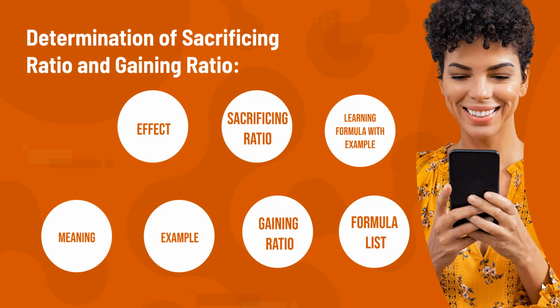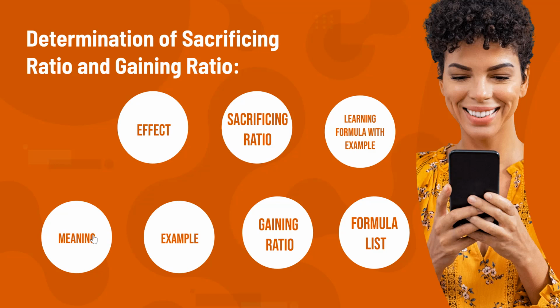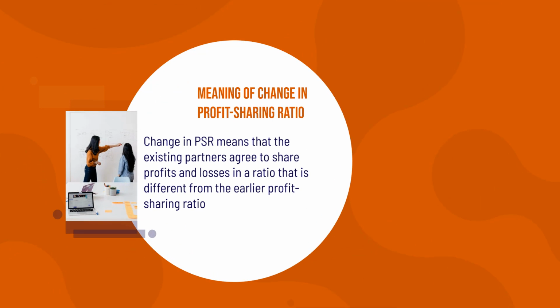Before we go further, let's recall the meaning of change in profit sharing ratio. So we said that the change in profit sharing ratio means that the existing partners agree to share profits and losses in a ratio that is different from the earlier profit sharing ratio.